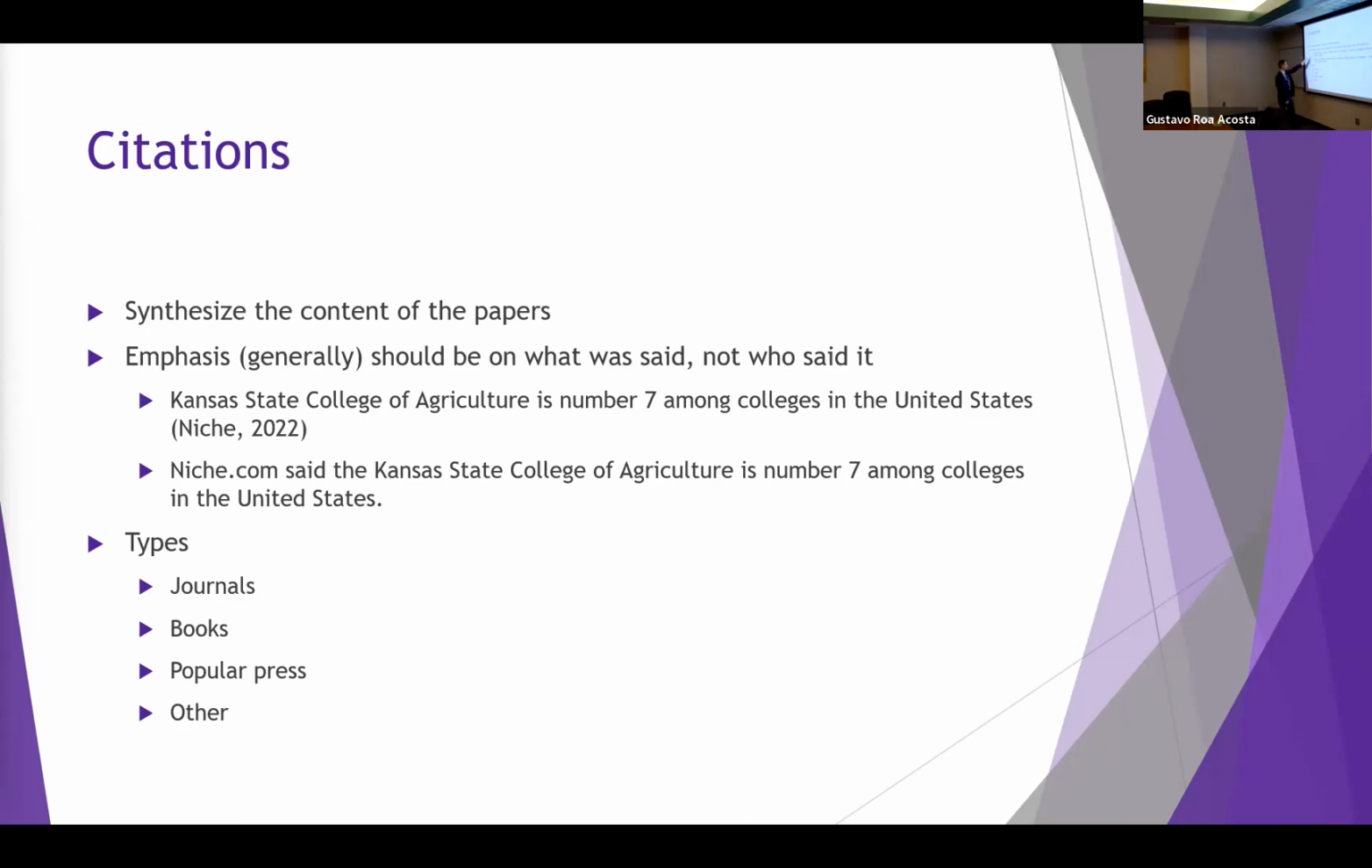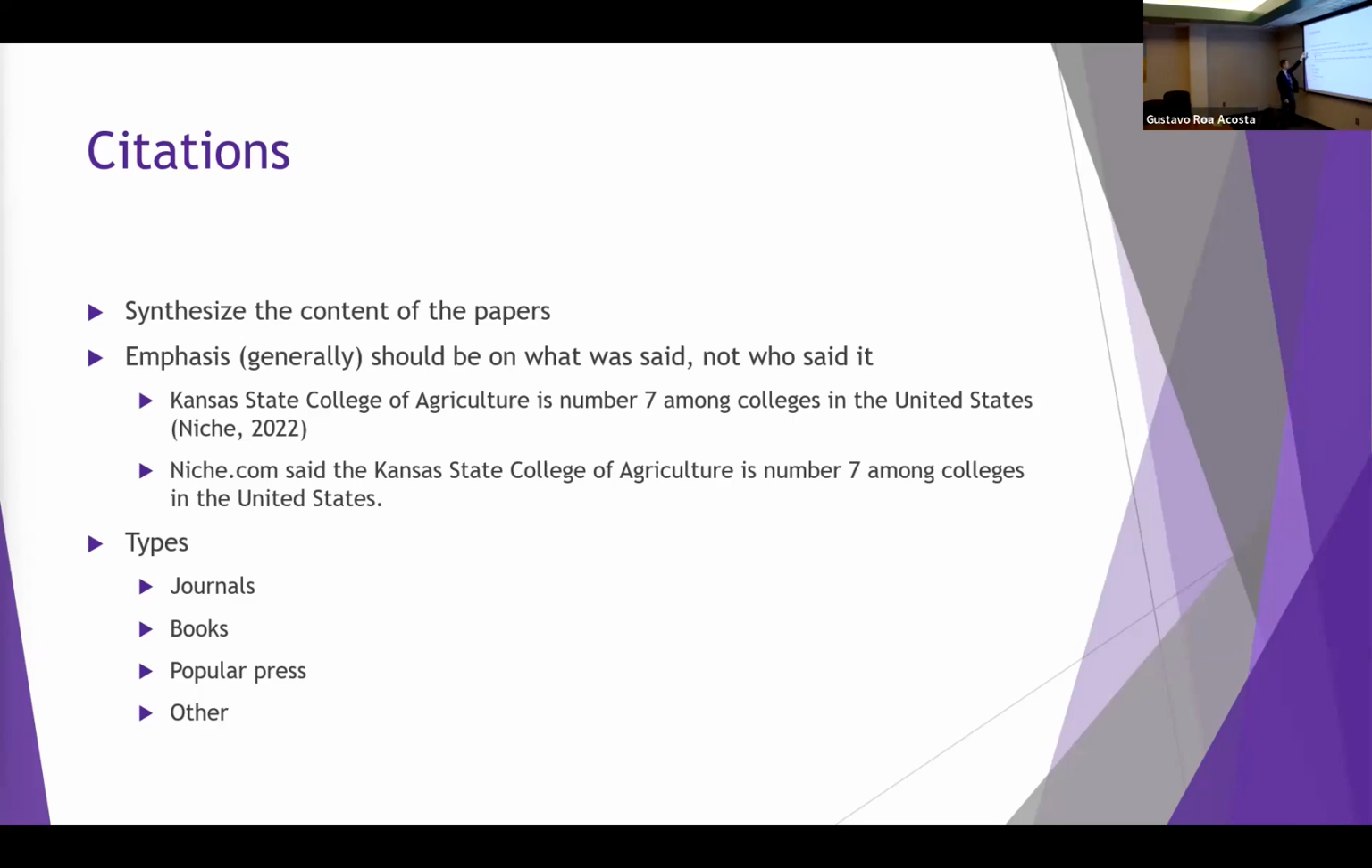You know, this one shouldn't start out, USA Today, US News and World Report, Time, Today, Wall Street Journal, and Sports Illustrated all rate Kansas State College of Agriculture number 7. No. K-State was ranked number 7 in 19 different studies or whatnot. And then you can reference all those studies.